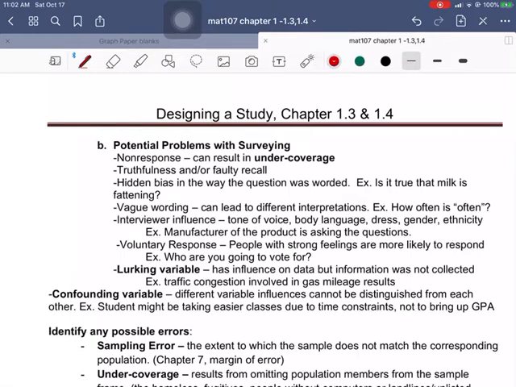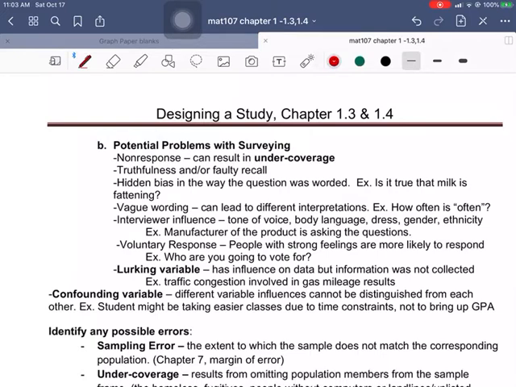Like if you said, "Is it true that milk is fattening?" That puts it in their head that it is fattening, or you should be concerned that it might be fattening. So be careful how you word your questions.